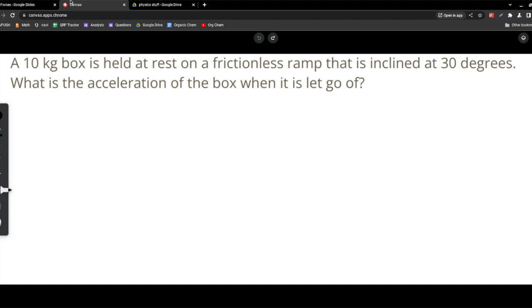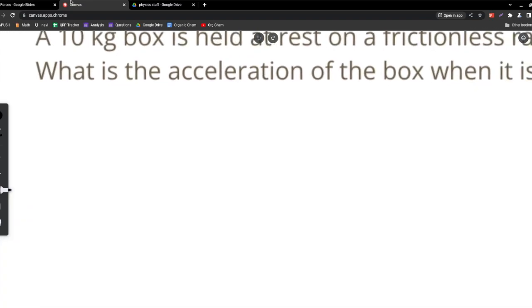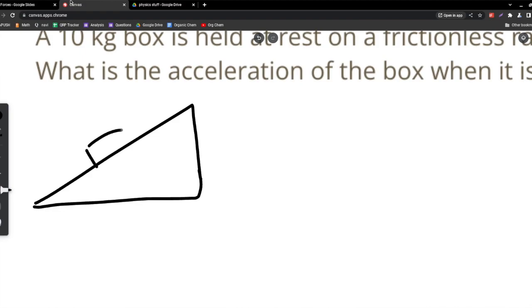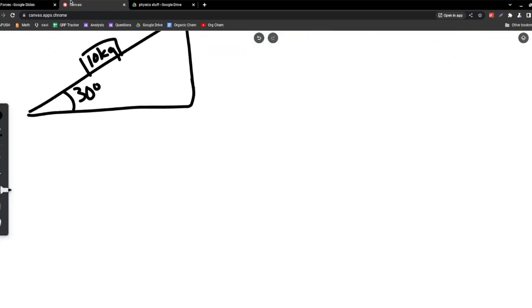Alright, so let's just draw a little picture of what is happening here. This isn't necessary, and this is not the free body diagram or anything, but give our 10-kilogram box right there, and it's at 30 degrees. And now we can draw the free body diagram.